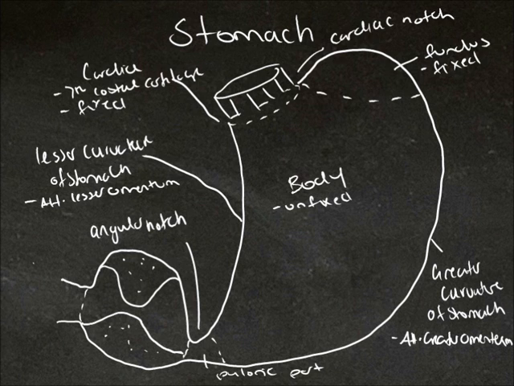Here is the pyloric sphincter. The pyloric sphincter can be located by the transpyloric plane, and this is halfway between the jugular notch and the pubic symphysis, or halfway between the xiphosternal joint and the umbilicus. Here we have the first part of the small intestine, known as the duodenum.